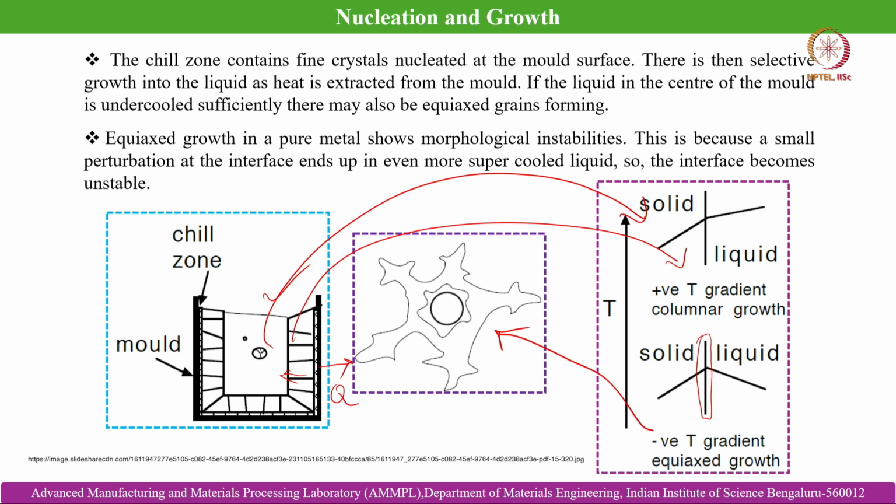So, equiaxed growth in a pure metal shows morphological instabilities. This is because a small perturbation at the interface ends up in even more supercooled liquid. So, the interface becomes unstable.